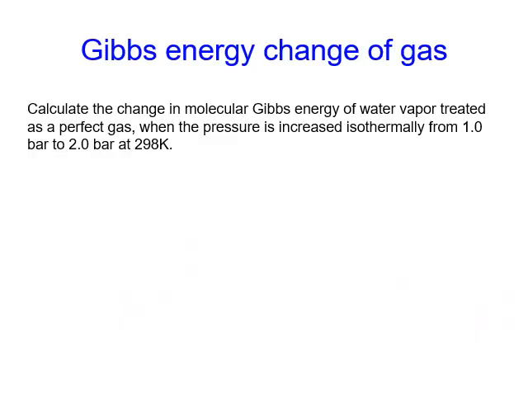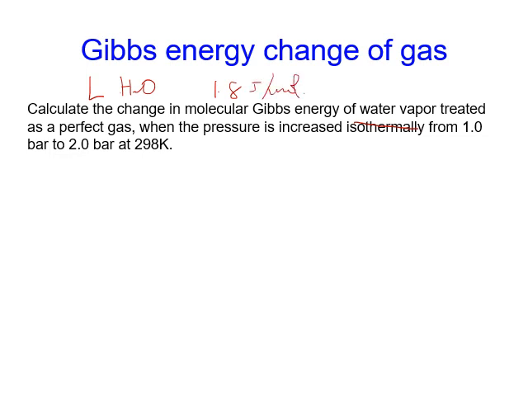A simple question about Gibbs energy change of the gas phase. Calculate the change in molar Gibbs energy of water vapor. Treat it as a perfect gas when the pressure increases isothermally from 1 bar to 2 bar at 298 Kelvin. We already calculated liquid water: the Gibbs energy change is about 1.8 joule per mole.